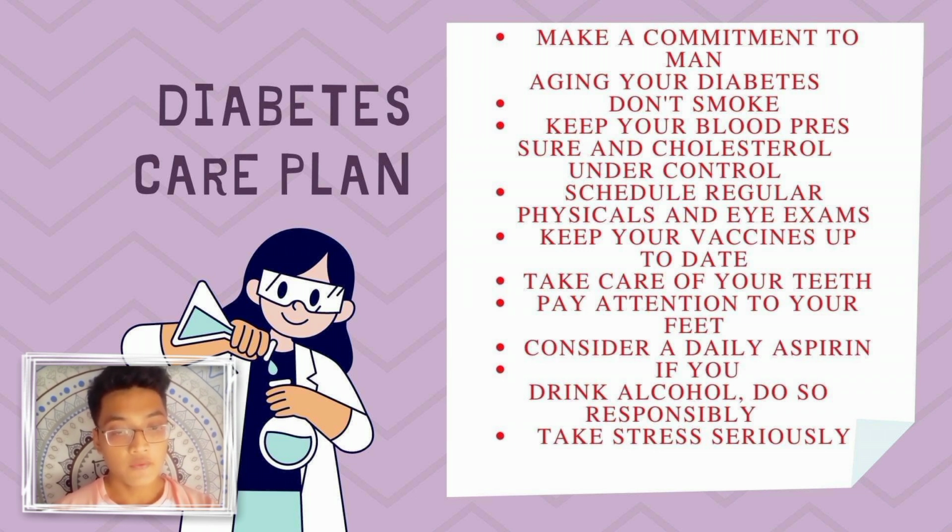Number 9. If you drink alcohol, do so responsibly. Alcohol can cause high or low blood sugar, depending on how much you drink and whether you eat at the same time. If you choose to drink, do so only in moderation, which means no more than one drink a day for women and two drinks a day for men. Always drink with a meal or snack, and remember to include the calories from any alcohol you drink in your daily calorie count.